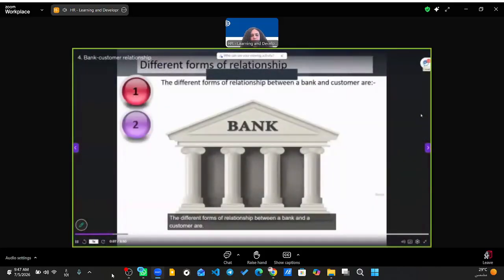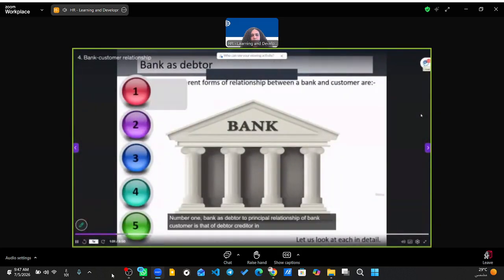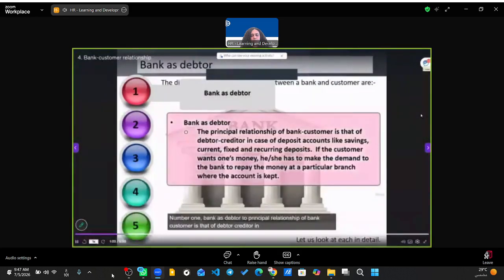The different forms of relationship between a bank and a customer are: Number 1, bank as debtor. The principal relationship of bank customer is that of debtor-creditor in case of deposit accounts like savings, current, fixed and recurring deposits. If the customer wants money, he or she has to make the demand to the bank to repay the money at a particular branch where the account is kept.